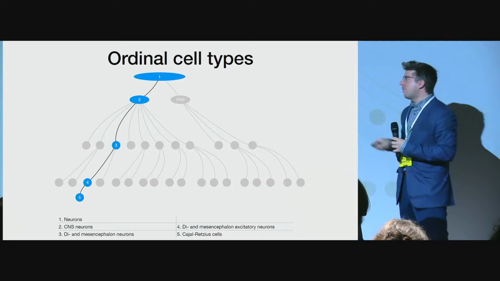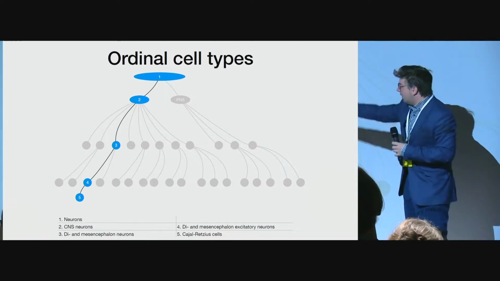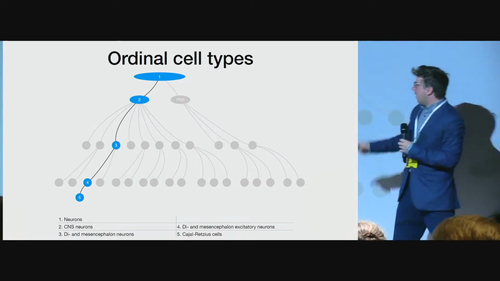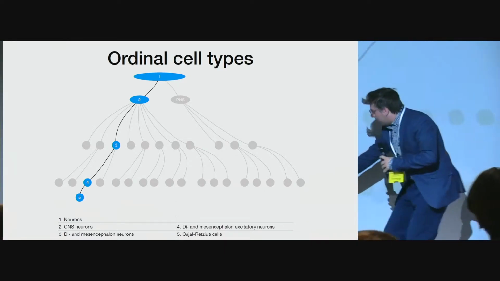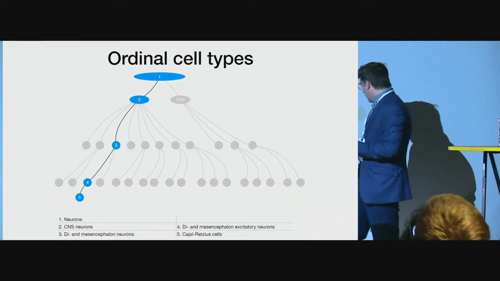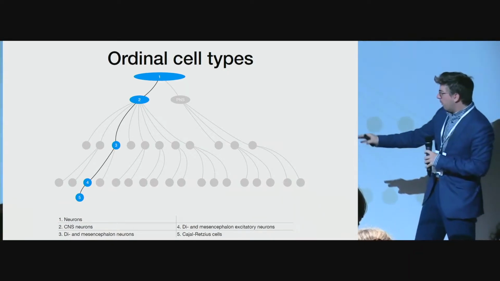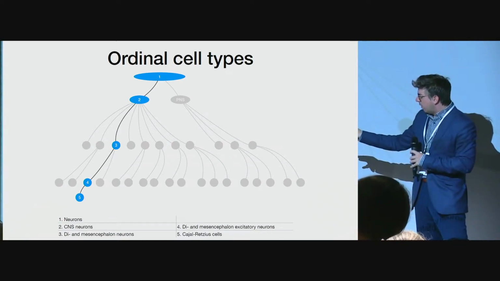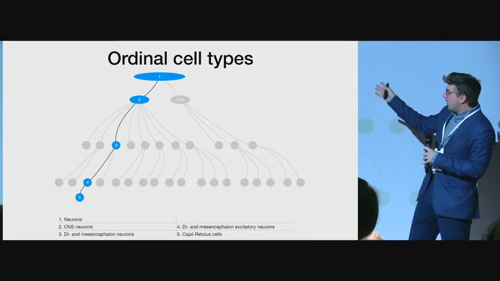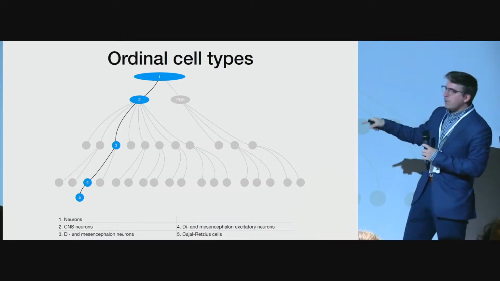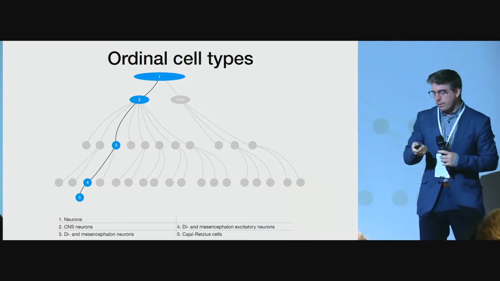So I'm just going to use as an example this little lineage here that goes down to these Cajal-Retzius cells. So this is a bunch of cells. They are all Cajal-Retzius cells. They're all also di- and mesencephalon excitatory neurons, which are a subcategory of di- and mesencephalon neurons, which is a subcategory of CNS neurons, which is a neuron. So they're all neurons, but they're different levels of neuron to some degree.